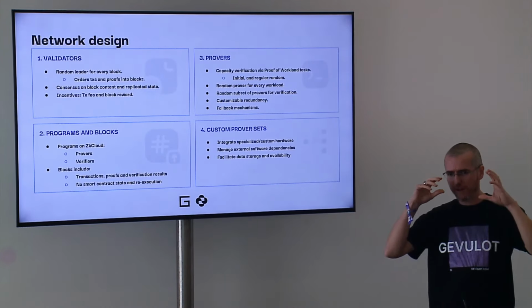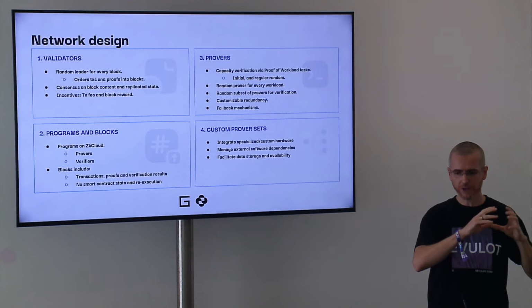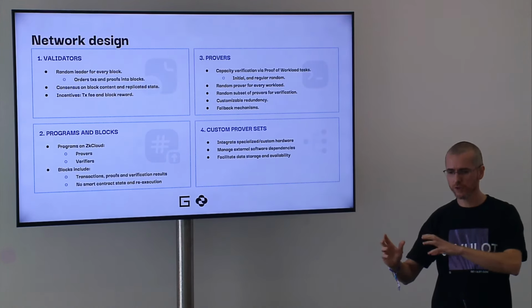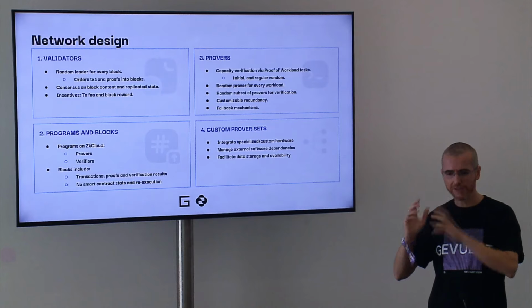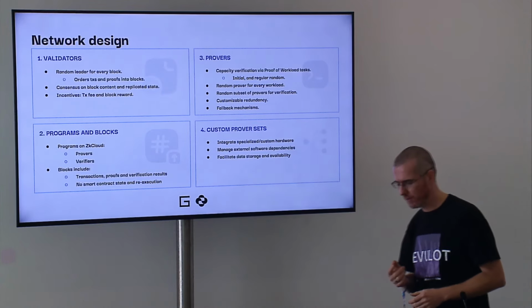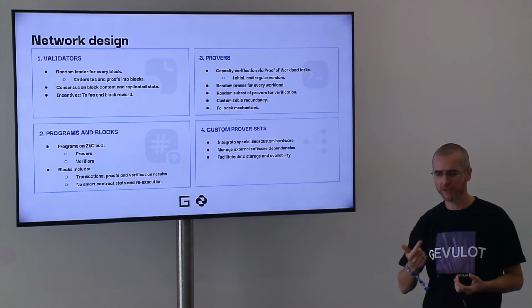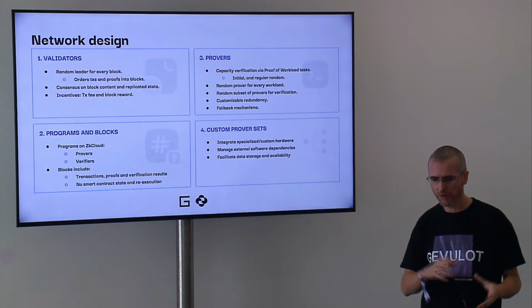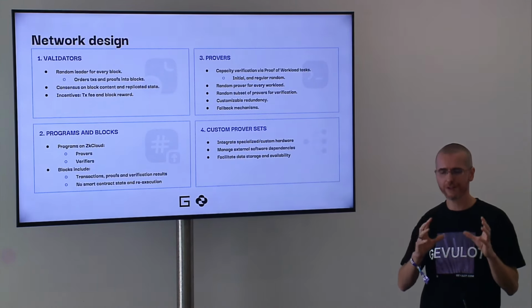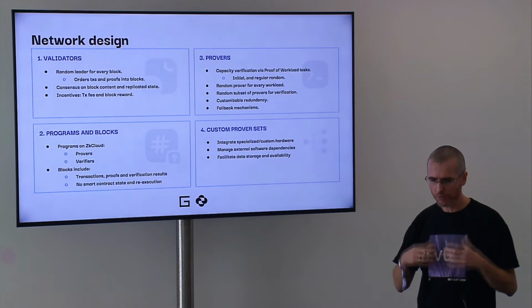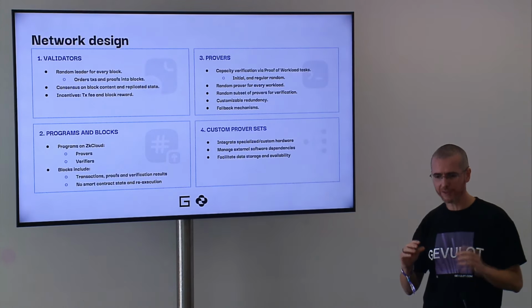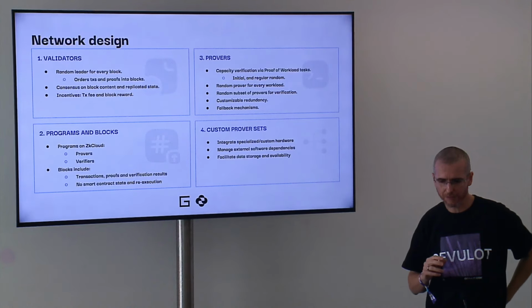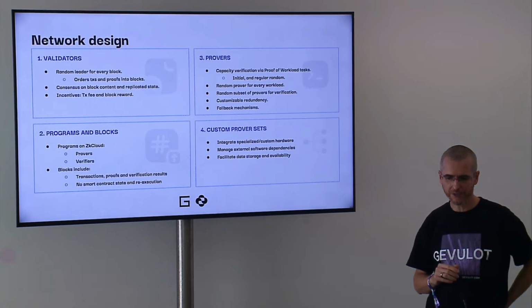So I think I mentioned the dual node architecture: validators and provers. Validators are randomly selected, the leader is randomly selected for every block. It orders transactions into blocks, etc. It's the usual thing that validators do. They form consensus, and there are the normal incentives. I wouldn't go into more detail regarding that.